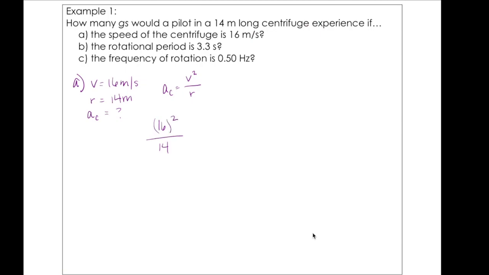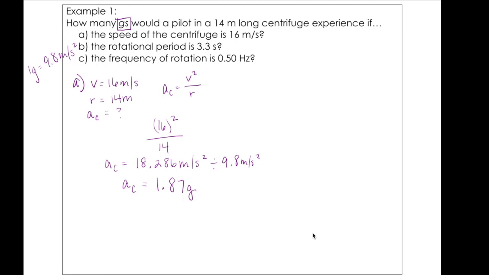And we find that our AC is equal to 18.286 meters per second squared. Okay, and so that is a correct answer, but it does ask how many G's. Okay, and it's important to note that 1 G is equal to 9.8 meters per second squared, which is our gravity here on Earth. Okay, so in order to convert this to G's, we need to divide this number by 9.8 meters per second squared, and we'll get that our centripetal acceleration in G's is 1.87 G's.